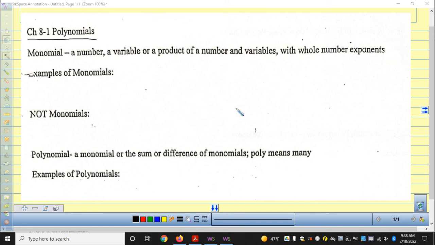The first thing we're going to talk about is naming polynomials. But before we start into the technical stuff, I want to just talk about this word, polynomial. Do we know what the prefix poly means? Just in general.